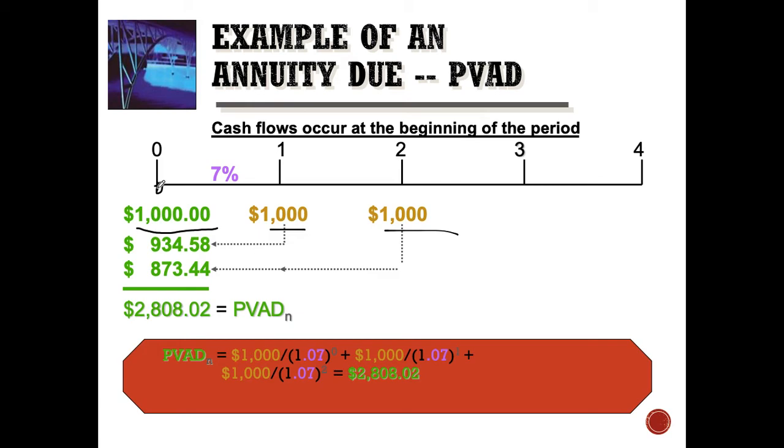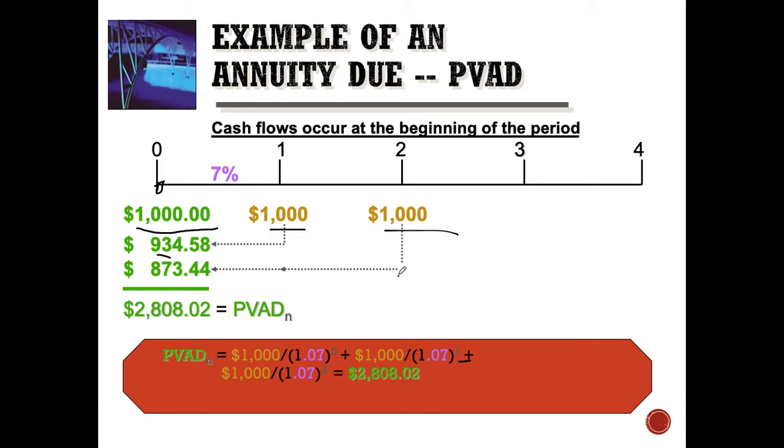Year 1, 1000 per 1.07 to the power of 0, it's equal to 1000, plus 1000 per 1.07 to the power of 1, it's equal to 934.58.